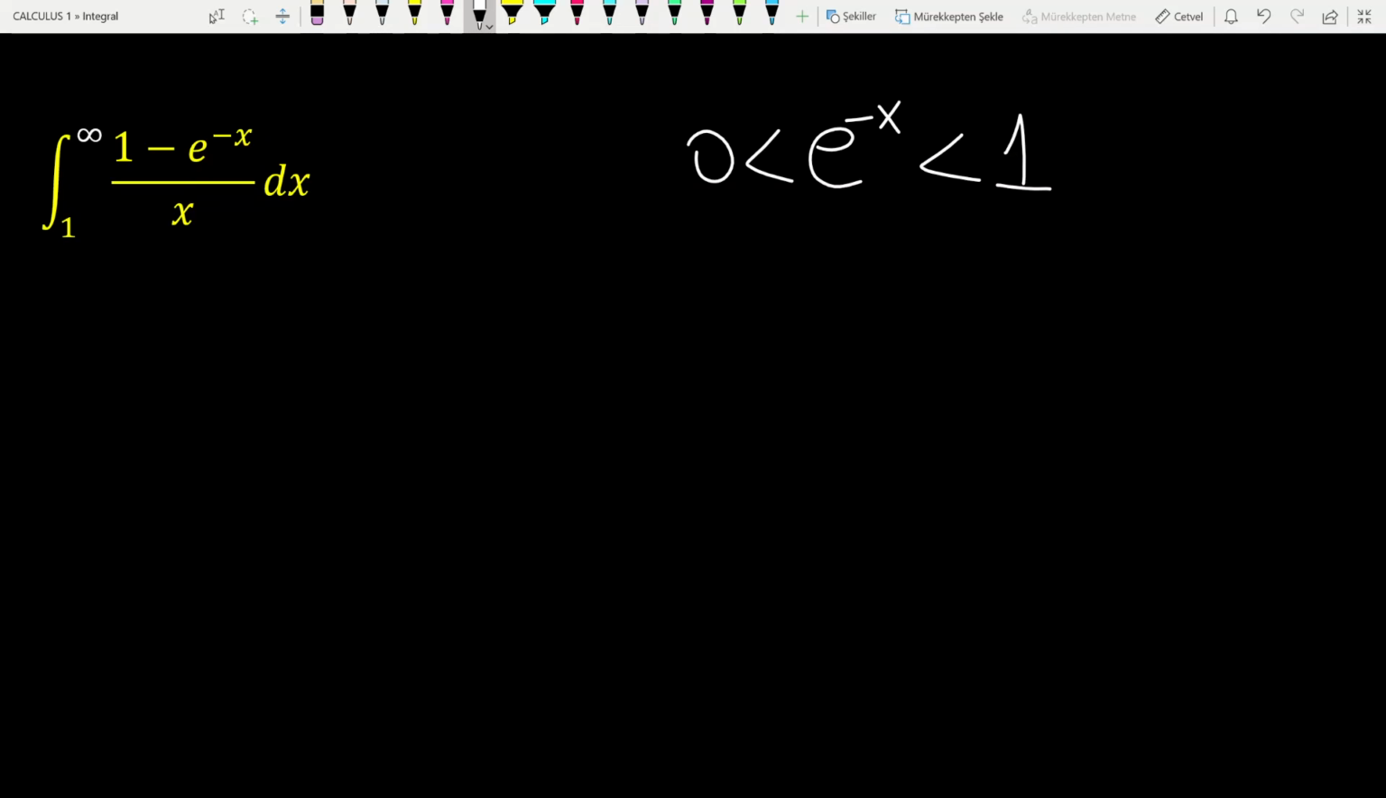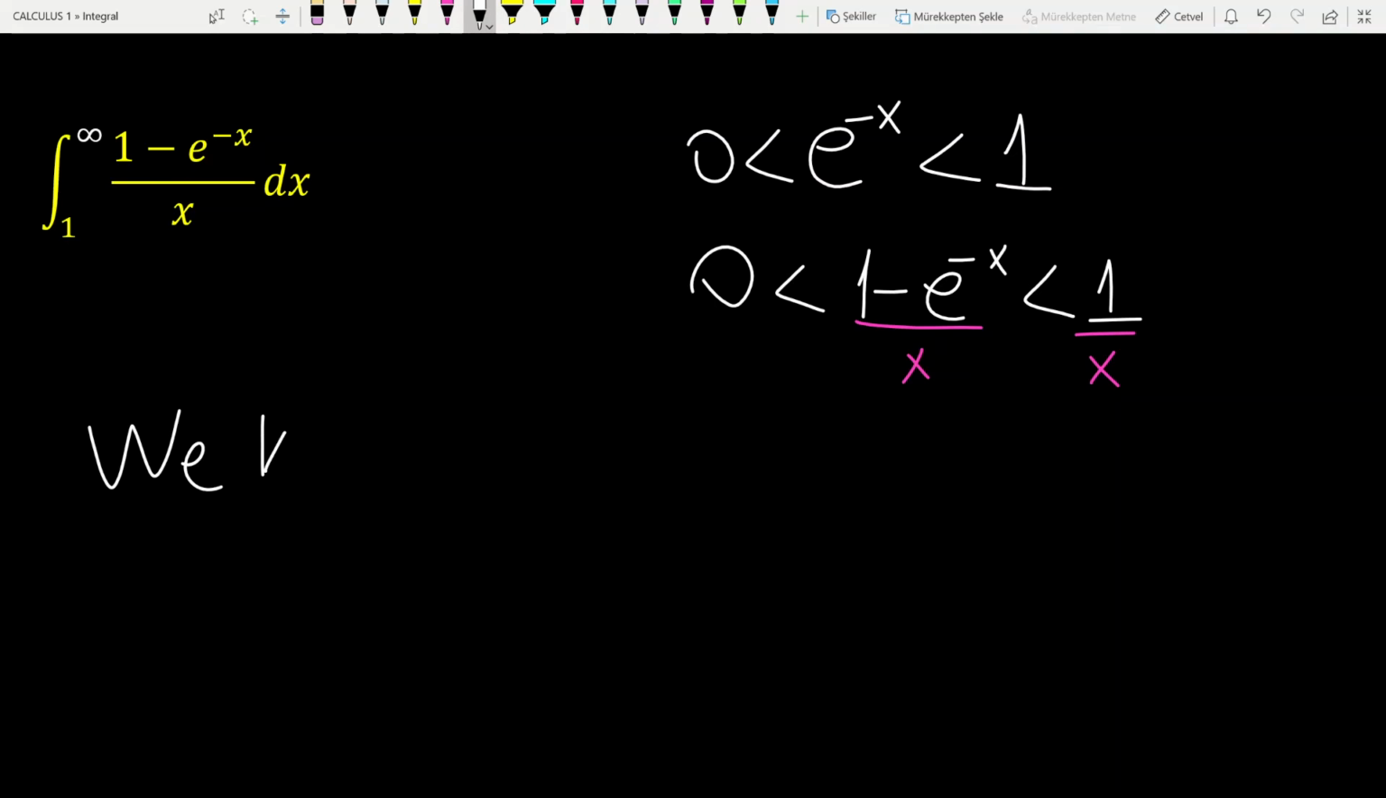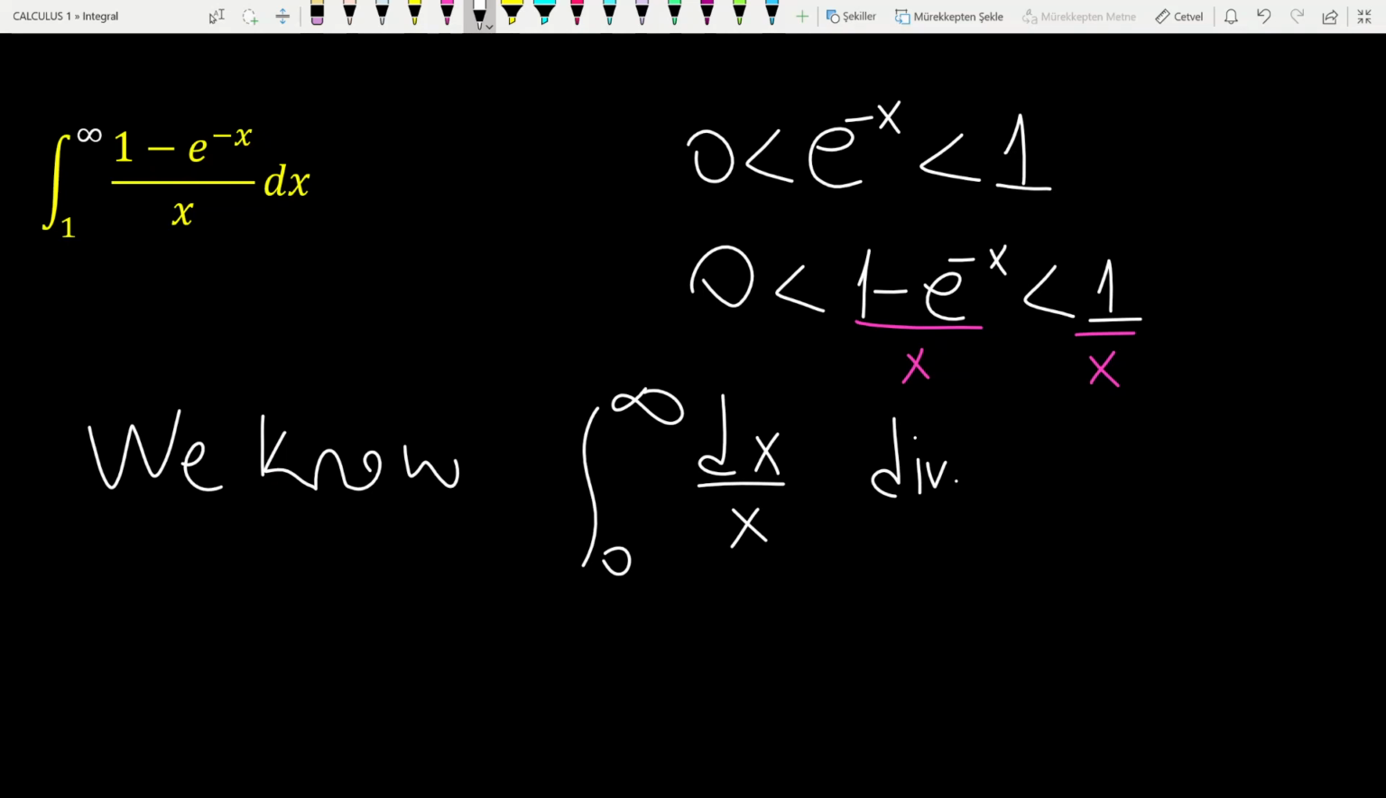If you substitute this expression, you can also say that 1 minus e to the power x is also in this interval, right? If you divide each term by x, then you have this inequality. So we know that the integral from 0 to infinity dx over x diverges. Okay, this is a divergent improper integral.